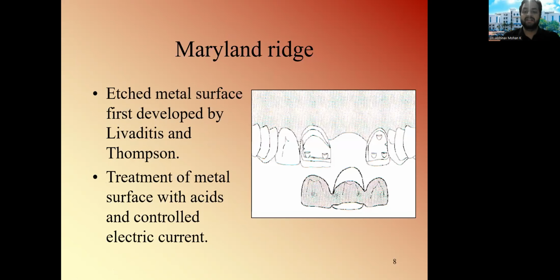So we move on to the Maryland bridge. Again, more advancement in its surface modification. It was introduced by Livaditis and Thompson. Here we have full coverage of metal, so a better surface area of contact, and the surfaces are electrochemically etched. Because of that, the change in surface tension of those wings or retainers will provide a better surface for bonding along with the resin cement to the enamel surface.